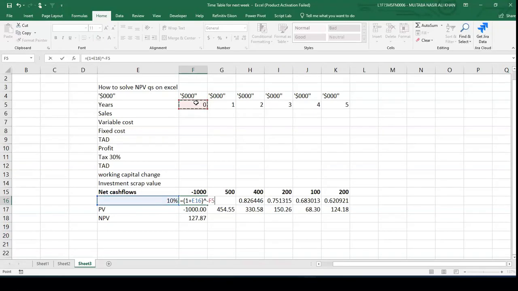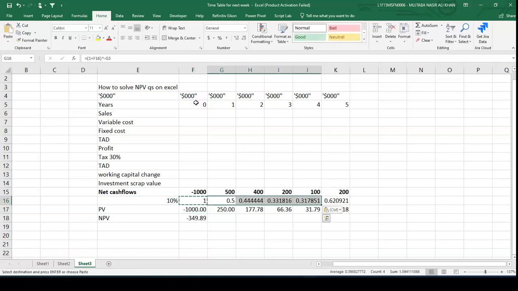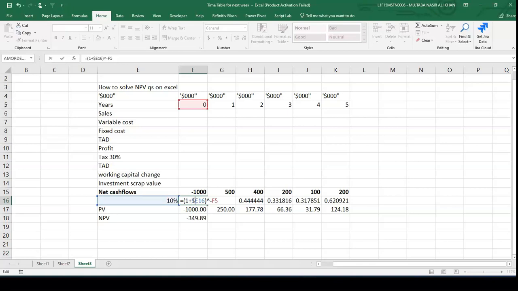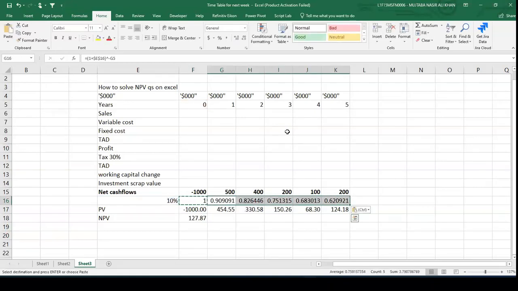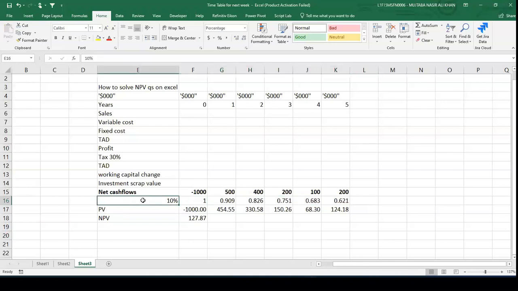But the problem is, it will be applicable in this cell. But if you copy into the next cells, it will not be copied properly. Let me do that. It will not be copied properly. Why? Because you haven't locked this cell. So in order to lock the cell, you can put the $ sign before the row number and the cell number. Now, if you copy, it will be okay. So guys, this is a time-consuming step.